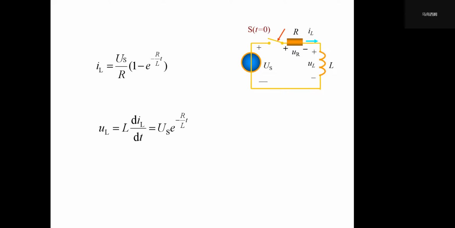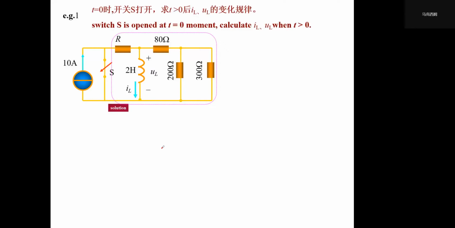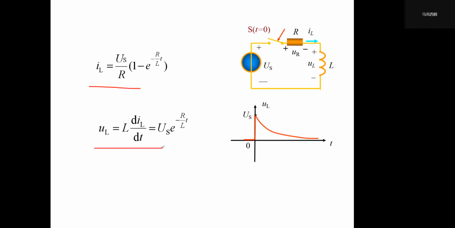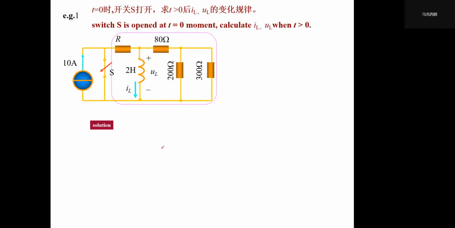And since we already know the current value, we can calculate the corresponding voltage value, and it is still according to the exponential law. So the voltage and the current share the same time constant. So they share the same shape of exponential law. So very similar to the conclusion for the capacitor. So let's take an example.